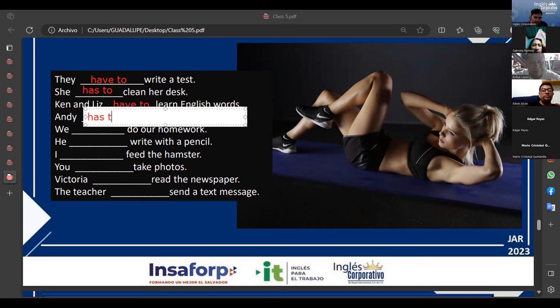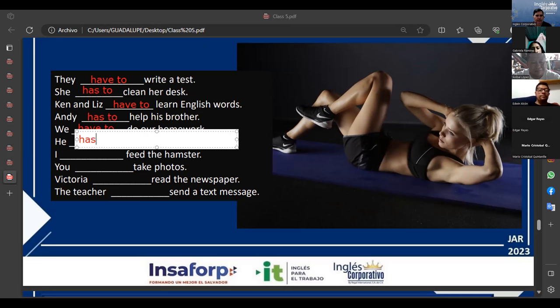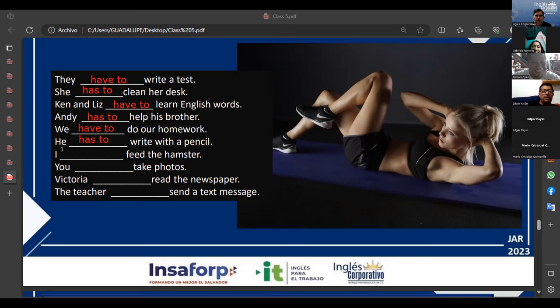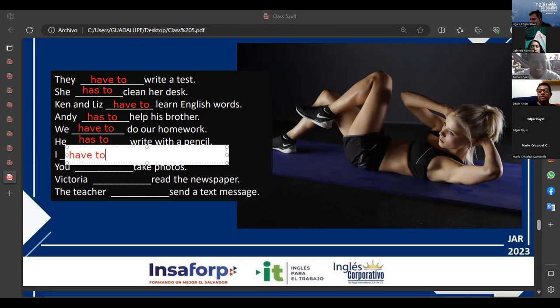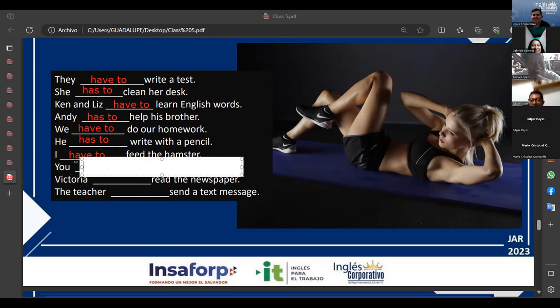Andy has to help. We have to. He has to write. I have to feed the hamster. When you say no, teacher, I don't like the hamster. Yeah, remember the hamster. The hamster is running, in the circle, exactly in the exercise machine.